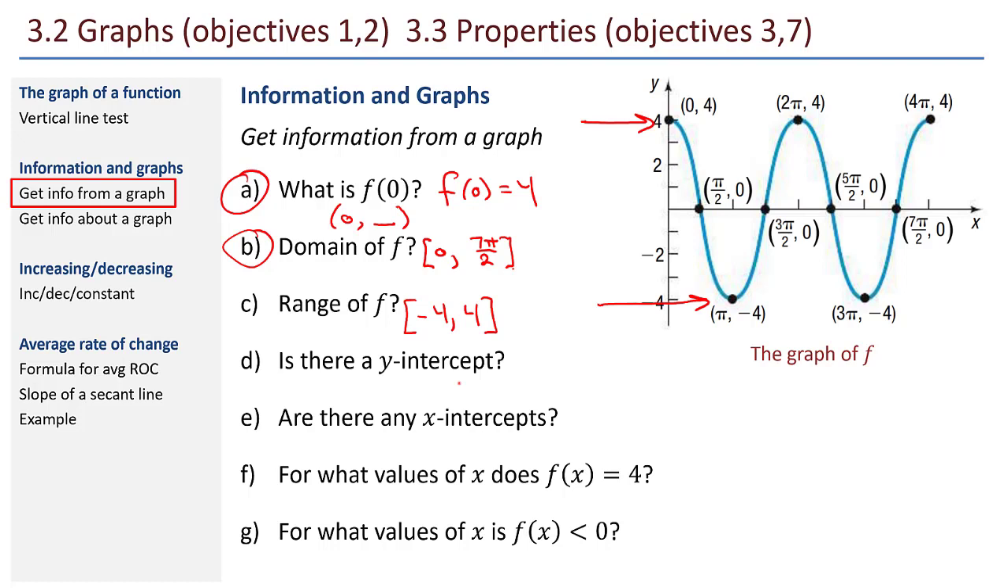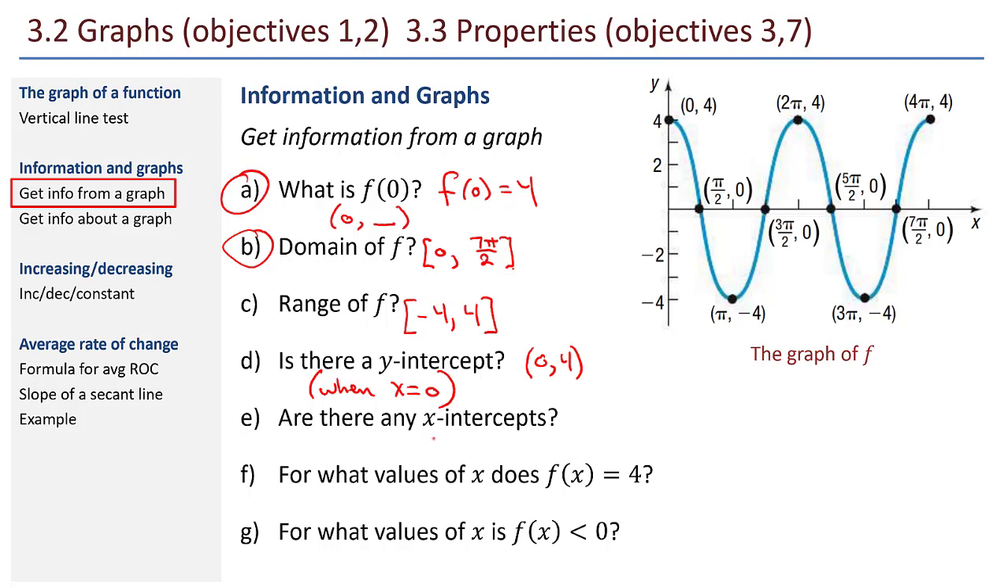Is there a y-intercept? What do I mean by y-intercept? That's where it crosses the y-axis. And just a nice observation, it crosses the y-axis when x equals 0. So to find the y-intercept, I figure out where x equals 0, and when x equals 0, it looks like it crosses at 0, 4. So the answer to the question, is there a y-intercept? The answer is yes, there is, and it is at the point 0, 4.